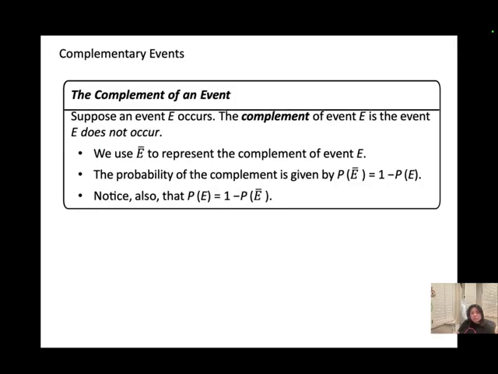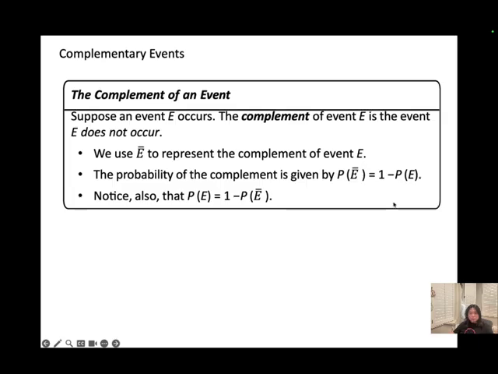Complementary events. Suppose an event Y occurs. The complement of event Y is the event Y does not occur. For example, if I say it will rain tomorrow, what is the complement of it will rain tomorrow? That will be it will not rain tomorrow. Okay, so rain and not rain, that will be the complement. And for the notation, we do have the Y bar here. This represents the complement. You could think about it as the opposite of the event Y.